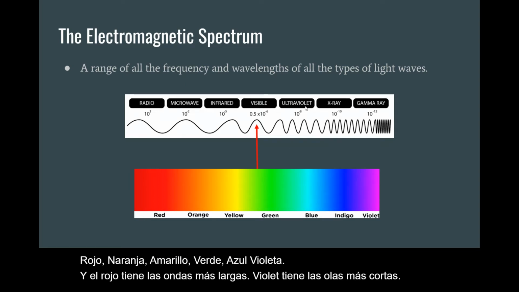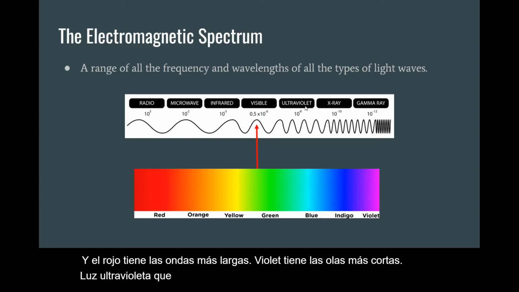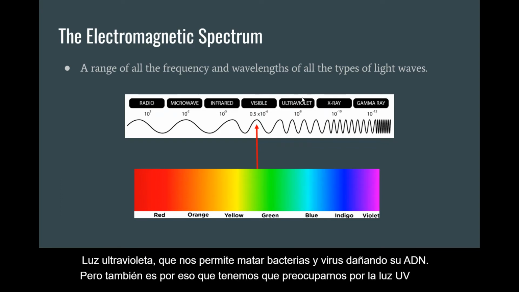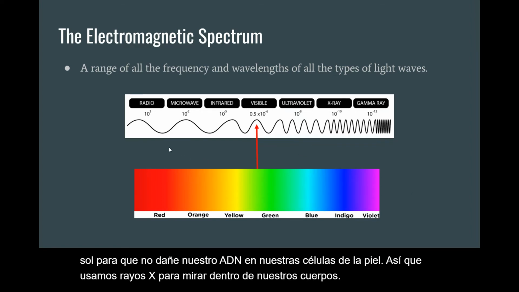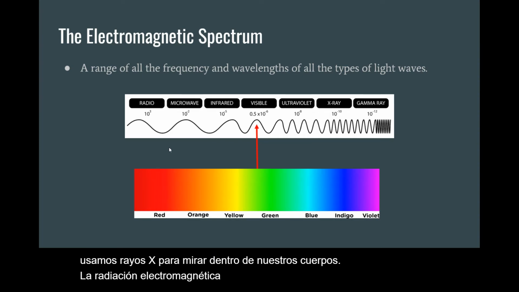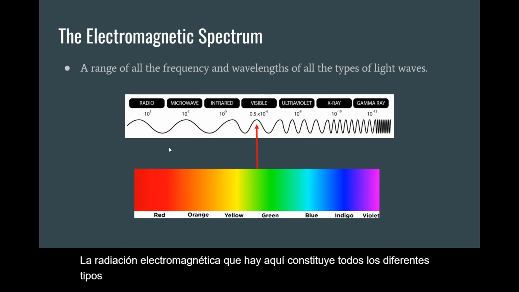Ultraviolet light allows us to kill bacteria and viruses by damaging their DNA. But it's also why we have to worry about UV light from the sun, so that it doesn't damage our DNA and our skin cells. So we wear sunblock. X-rays let us look inside of our bodies. The electromagnetic radiation here makes up all the different types of waves, and they're all produced by different types of charged particle motion.